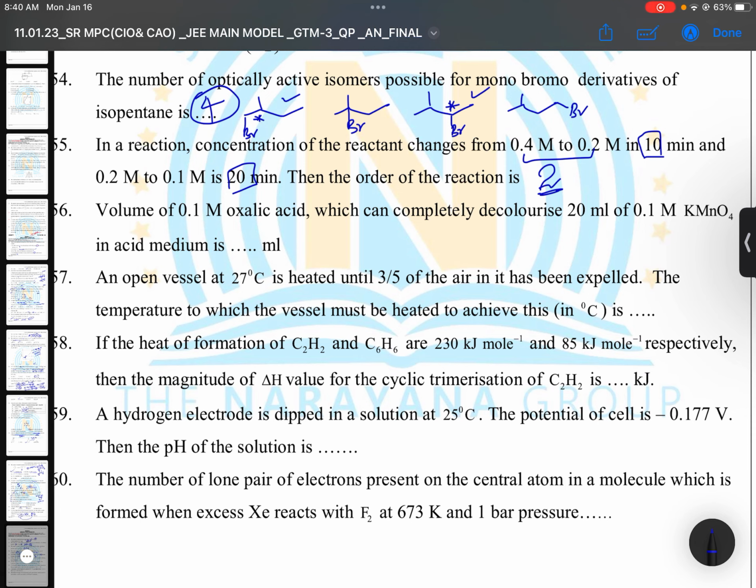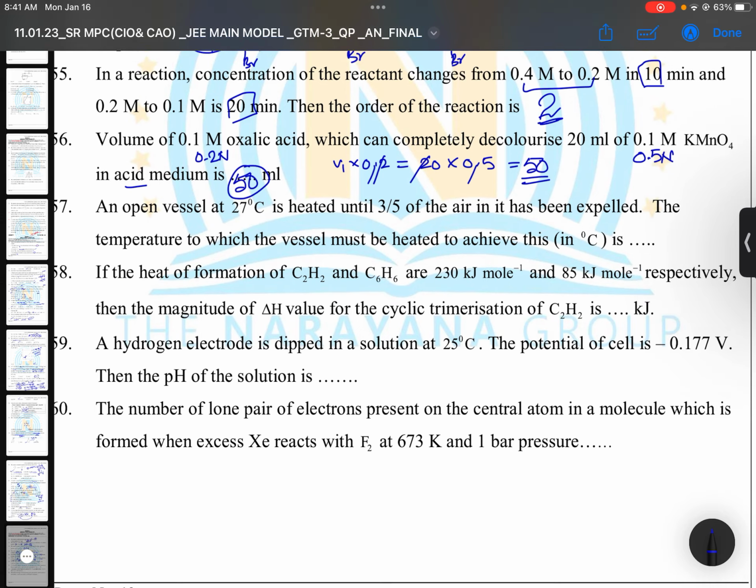Volume of 0.1 M oxalic acid means 0.2 normality. Oxalic acid is a dibasic acid. KMnO4 in acid medium, so normality will be 0.5 into 5, factor is 5. KMnO4 changes to Mn plus 2. So V1 into 0.2 is equal to 20 into 0.5. 0.5, 2 to cancel. Answer 50 ml.